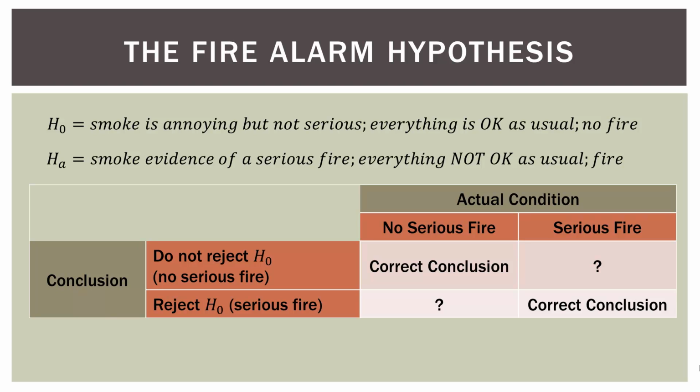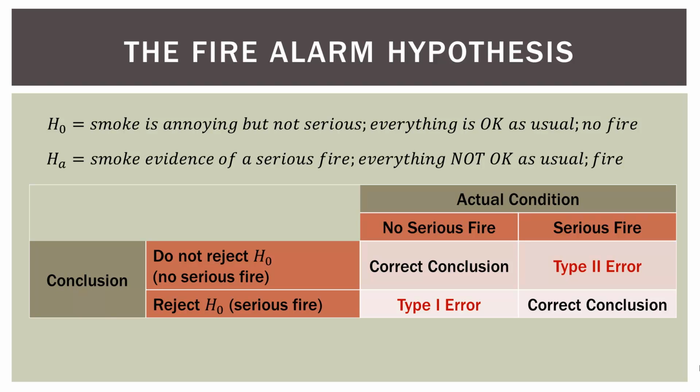Now we notice that there are two correct conclusions here. So if we do not reject the null hypothesis and there's no serious fire, and the state of reality is that there is no serious fire, that is a correct conclusion. Now if we reject the null hypothesis that everything is normal and there is a serious fire based on our evidence, and reality is that there is a serious fire, that is also a correct conclusion. So you can see our two correct conclusions there. Now the question is, where are the type 1 and type 2 errors in this chart?